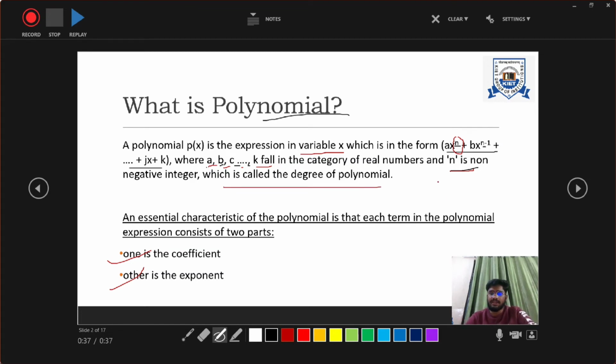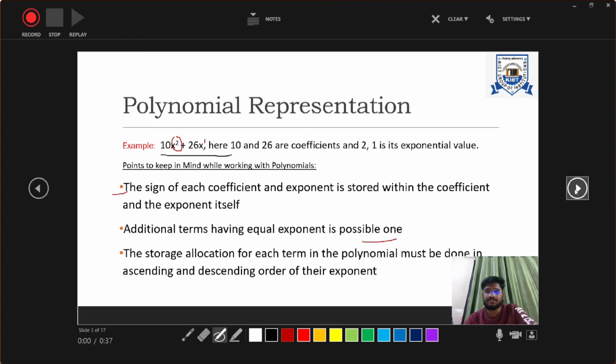It is an essential characteristic of a polynomial that it consists of two parts. One is the coefficient, where a, b, c are the coefficients, and the other is the exponent. We have discussed earlier that n minus 1 and so on are the exponent form. So let's take an example: 10x square plus 26x. Here 10 and 26 are the coefficients, and 2 and 1 are the exponent values, x to the power 2 and x to the power 1.